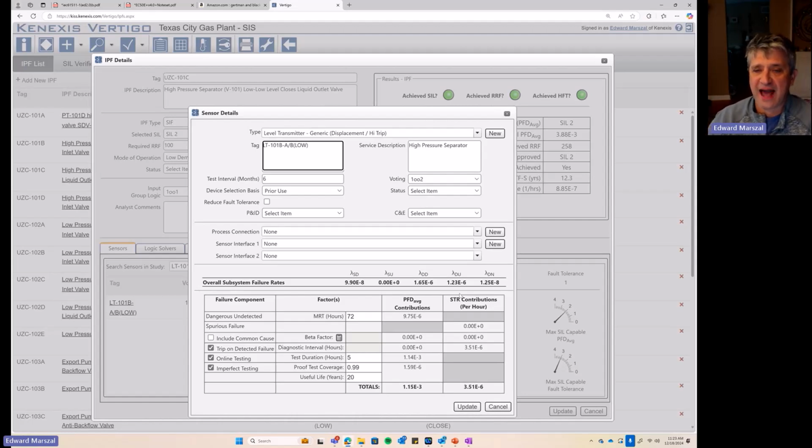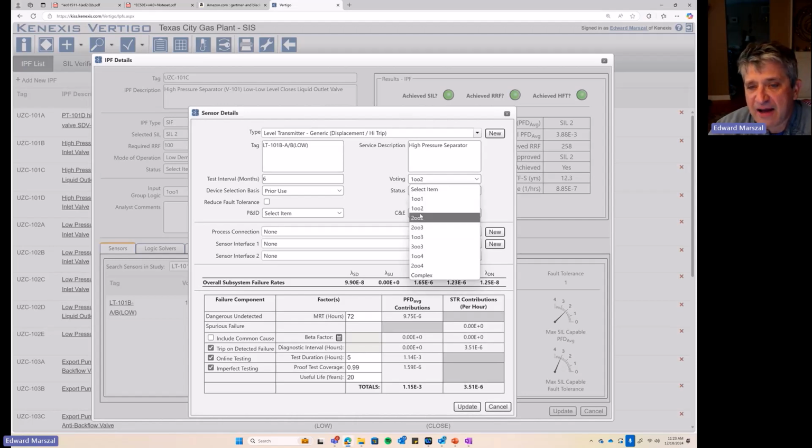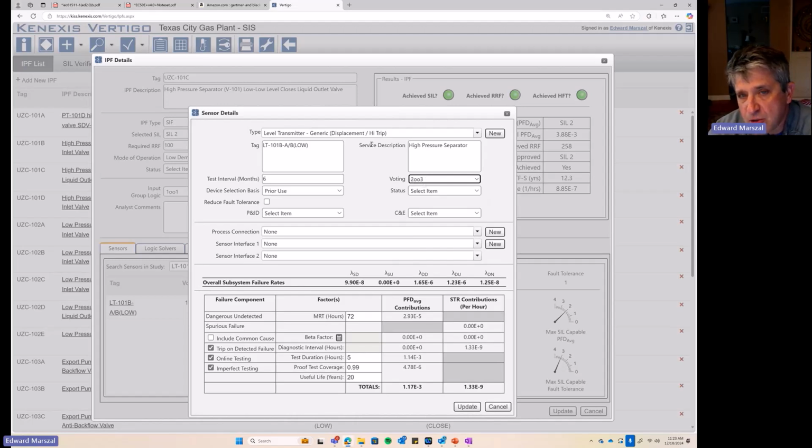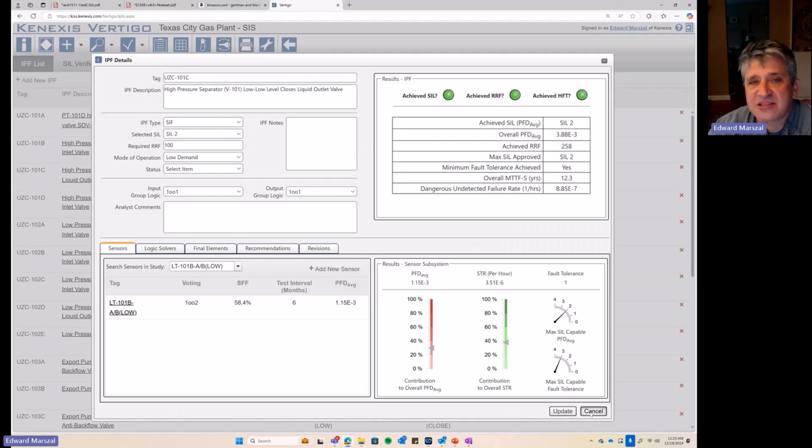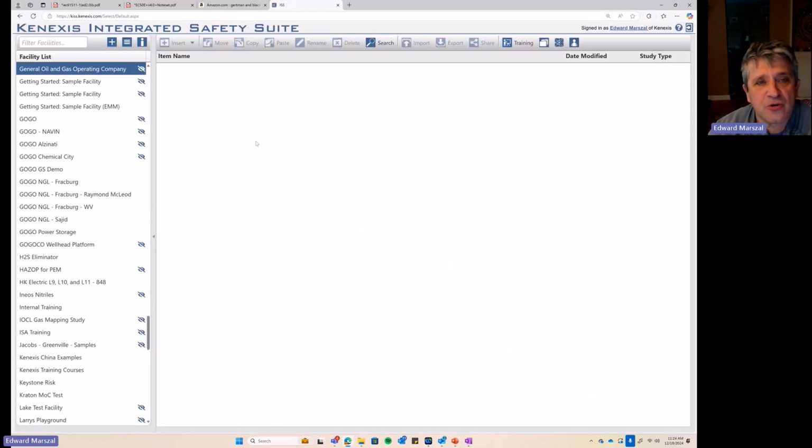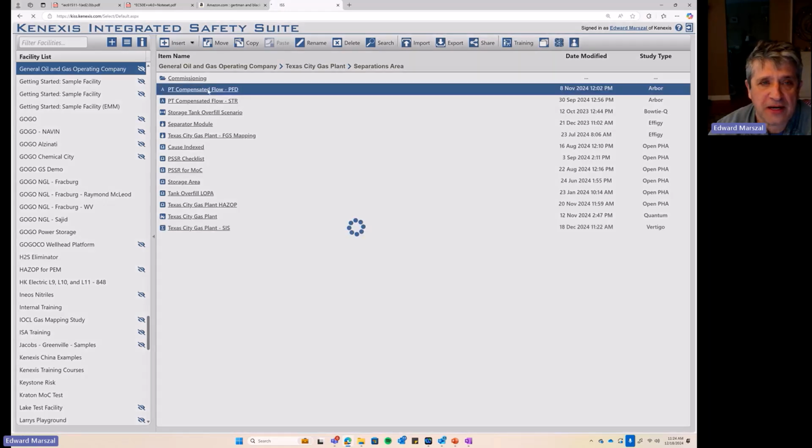The problem with that is my calculation just got more complicated. So if I say I've got a 2 out of 3 vote, it's assuming I've got a 2 out of 3 vote of generic displacement high trip level transmitters. If you have 3 different devices, things got more complicated. So instead, what you're going to need to do is run a fault tree.